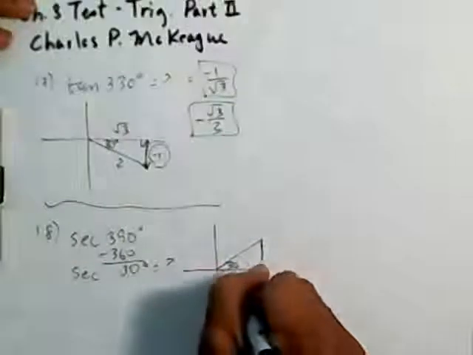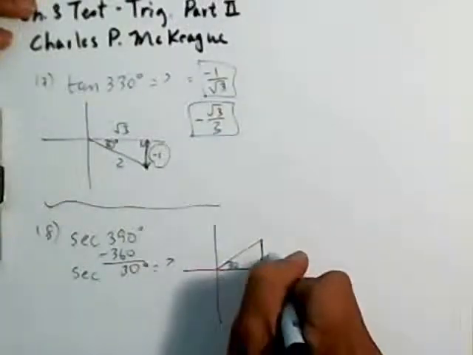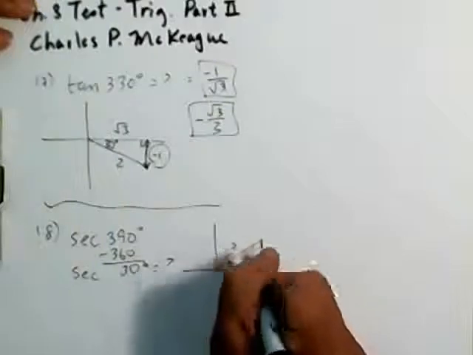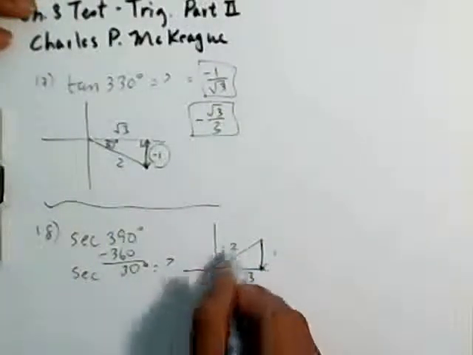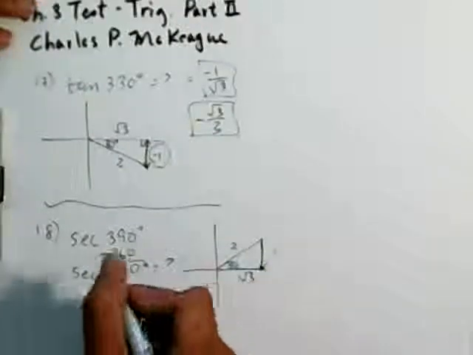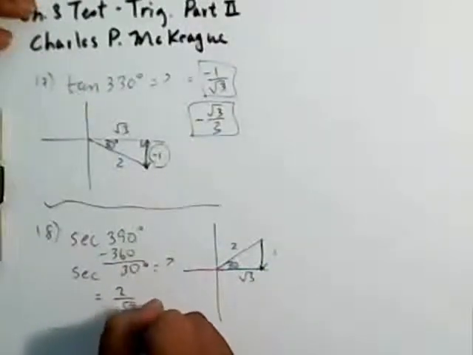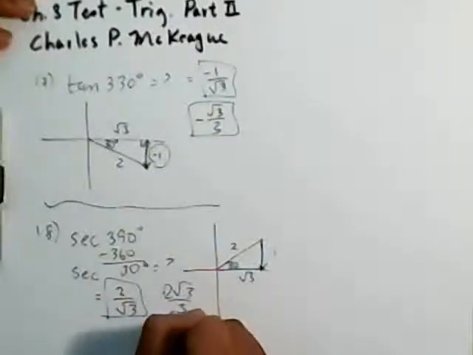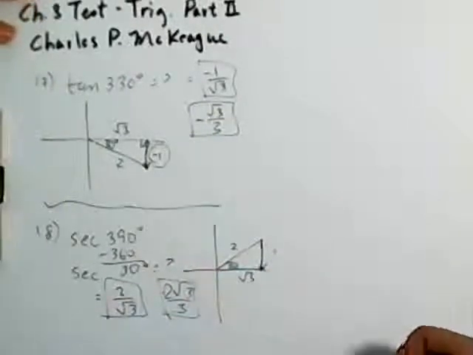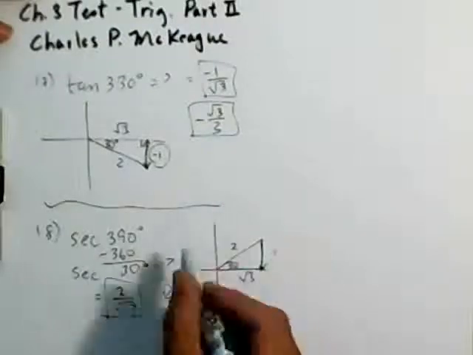Bring it on down to the reference. This is going to be 1, root 3 over 2. Secant is the reciprocal of the cosine function. Instead of root 3 over 2, it's going to be 2 over root 3, or 2 root 3 over 3. Either one, you should get the same answer. Okay, that's just root 3 right there.